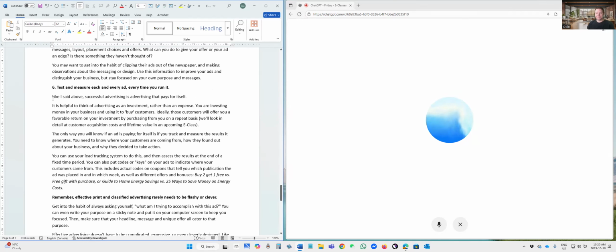6, test and measure each and every ad every time you run it. Like I said above, successful advertising is advertising that pays for itself, and you will want to think of advertising as an investment rather than an expense. You are investing money in your business and using it to buy customers. Ideally, those customers will offer you a favorable return on your investment by purchasing from you on a repeat basis. We'll look in detail at customer acquisition costs and lifetime value in an upcoming e-class.